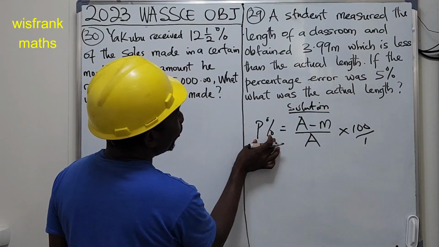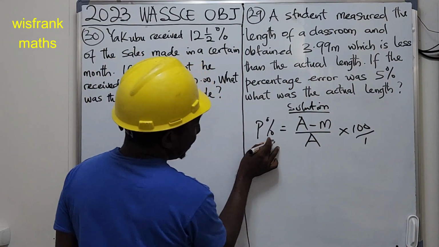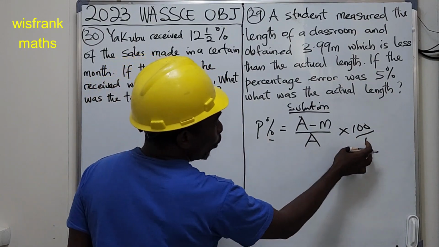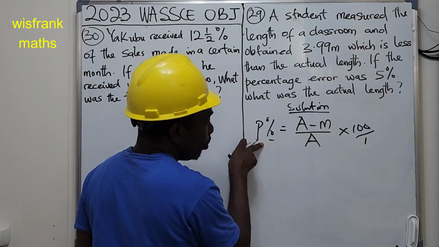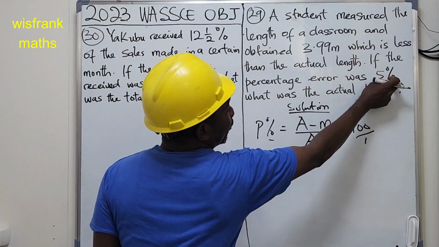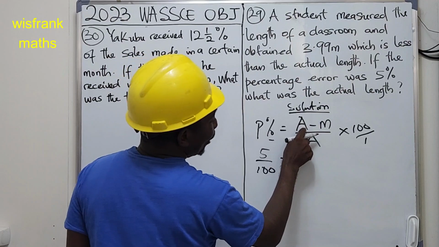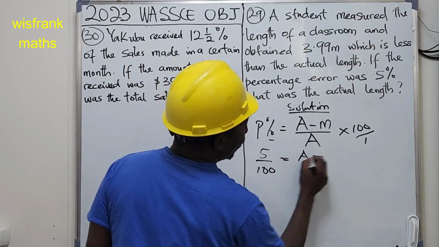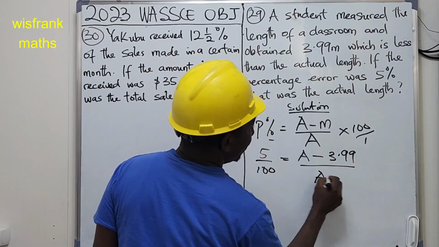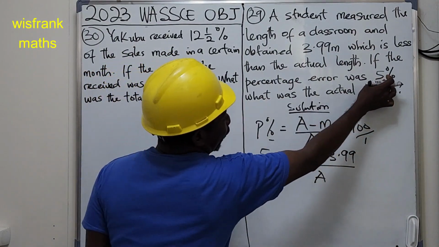So now the percentage error here is 5%, and here we have percentage. This is by 100 and this is also by 100. So it is either we pick one of these or we pick the other. When we pick this one, we don't pick this one. So when we pick the 5%, we have 5 out of 100 equals the actual value, which is A, minus the measured value, which is 3.99, all over the actual value. The times 100 is not there again because we pick the percentage from the 5%.